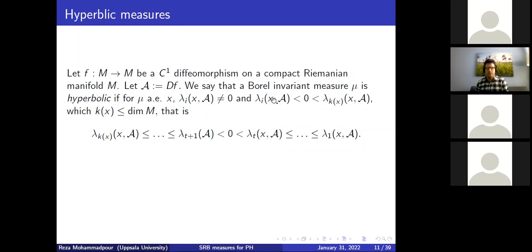Let M be a compact Riemannian manifold and f a C1 diffeomorphism. We say that a Borel invariant measure is hyperbolic if all its Lyapunov exponents are non-zero, as defined here.